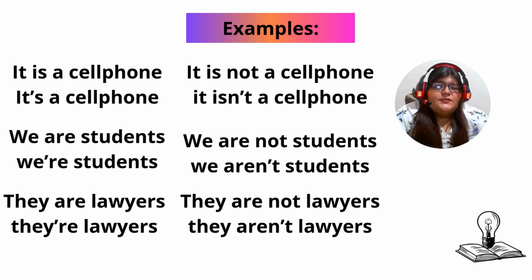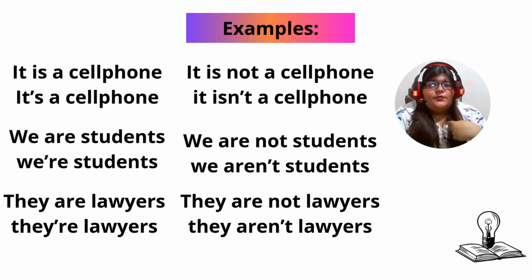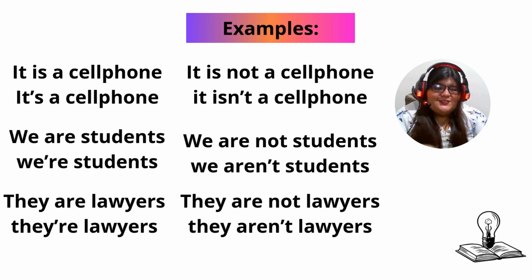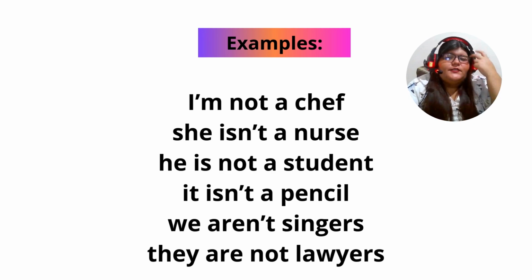Then we are students. We, you and me, we are students. Me, no, right? We are not students. Or we aren't. The contraction, or the other way to say not in the be verb are, is aren't. We aren't students. Then we have they are lawyers. They are not lawyers. They aren't lawyers.